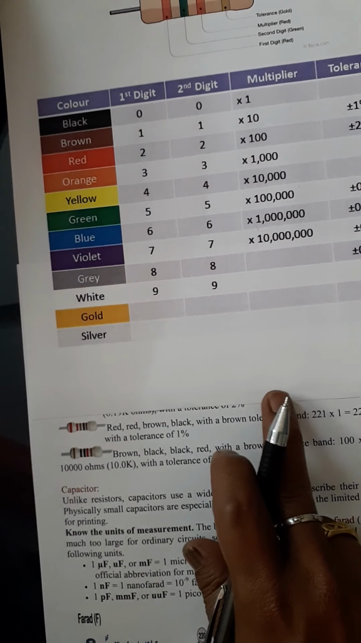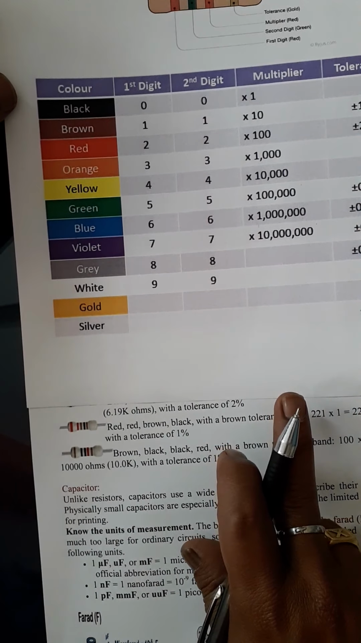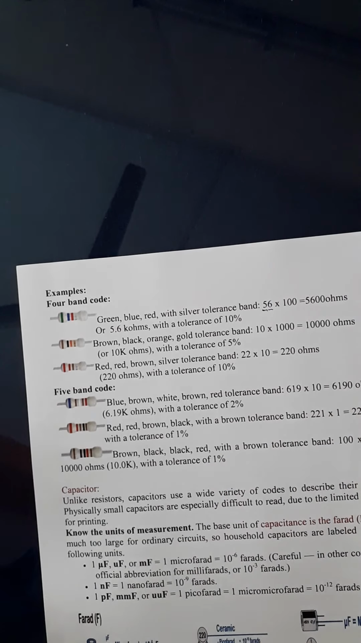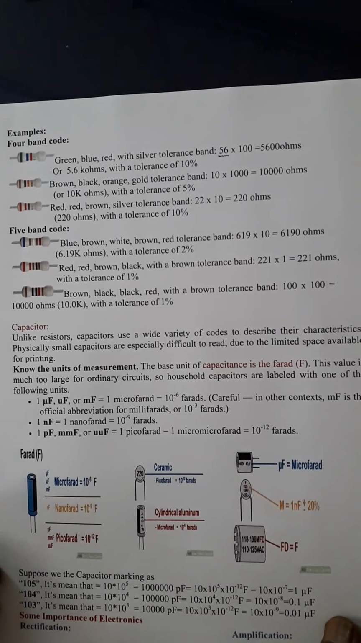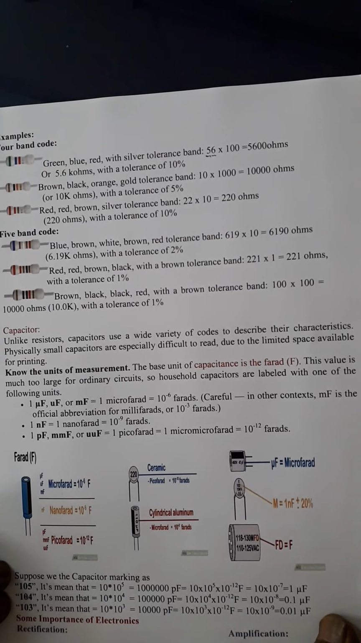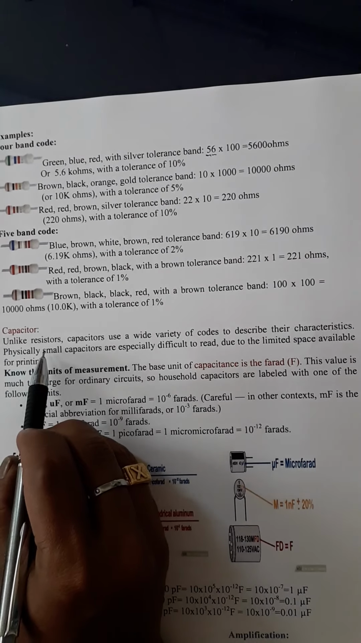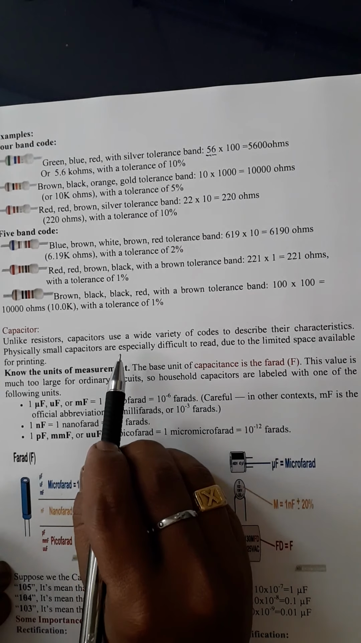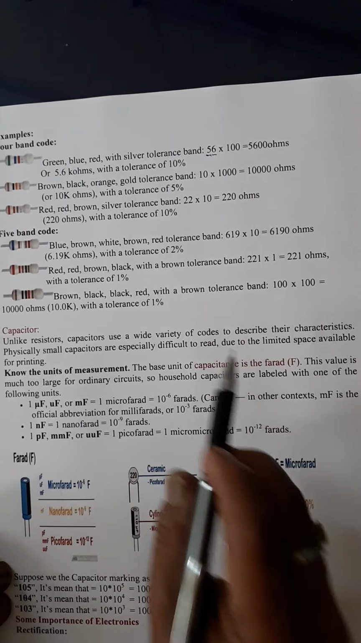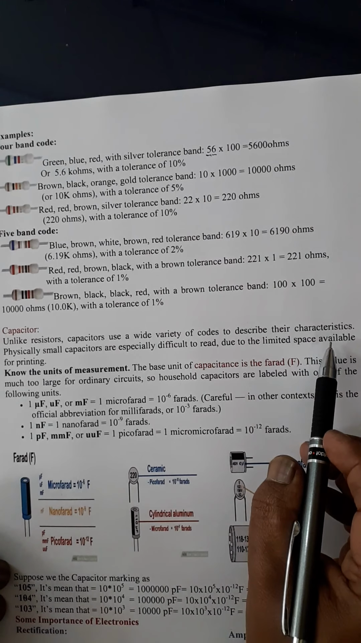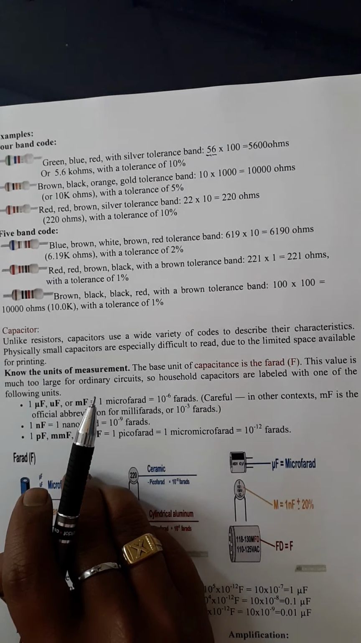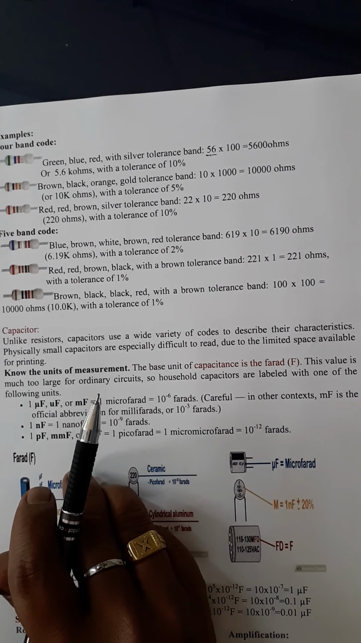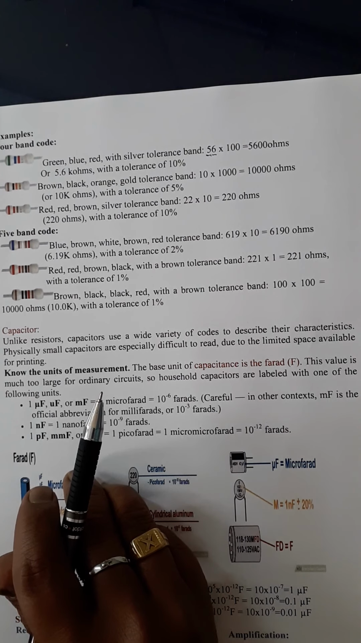So once you know how to find out the value of a resistor, let us go for the capacitor: how to find out the value of a capacitor. Unlike resistors, capacitors use a wide variety of codes to describe their characteristics. Physically, small capacitors are especially difficult to read due to the limited space available for printing on them.